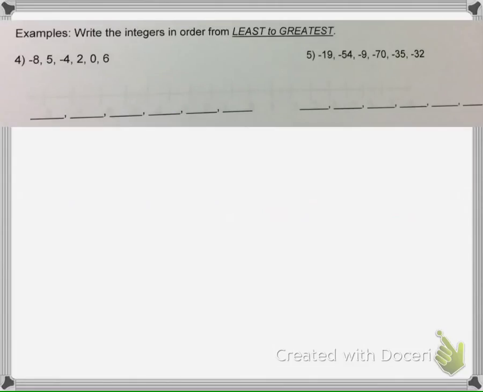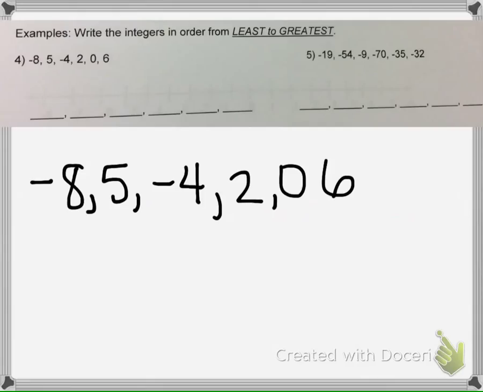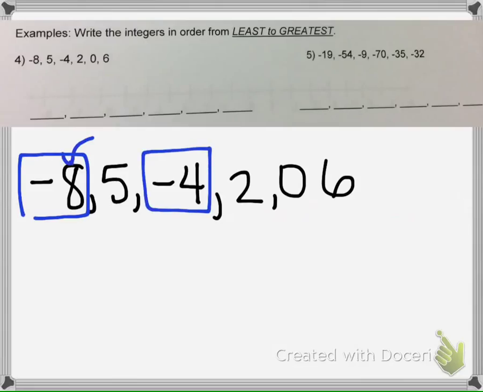So let's go ahead and practice writing numbers from least to greatest. Okay, so for example 4, first of all, the negatives are smaller. So we have this negative and we have this negative. And since 8 is bigger, since it's negative, it's going to be less. And so we were asked to write it in least to greatest. So this is the least number, and this side will be the greatest. So the smallest number is -8.